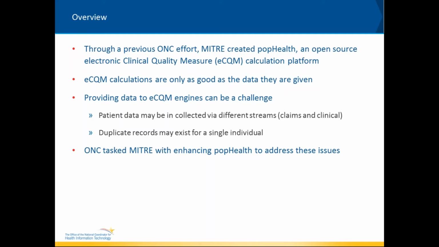So you may have patients at a primary care provider versus care that they receive at a specialist. And that often leads to the second bullet there, the notion of duplicate records that may exist for single individuals. So you could have a record for a patient being kept at a specialist that they see versus their primary care provider, and you want to be able to recognize that those are duplicate records, and you want to be able to aggregate the information across those. So given that, ONC approached MITRE and asked us, is there any way for us to enhance Pop Health to potentially address these different issues of data coming in via different streams and duplicate records and so on and so forth? So next slide, please.